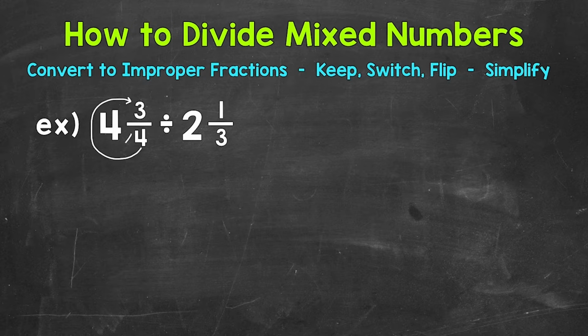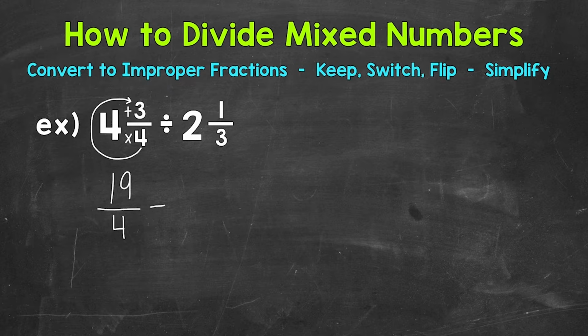So we multiply, then add. We do 4 times 4, so the denominator times the whole number. 4 times 4 is 16. Then we add the numerator. 16 plus 3 is 19. So 19 is the numerator of our improper fraction. We keep our denominator of 4 the same.